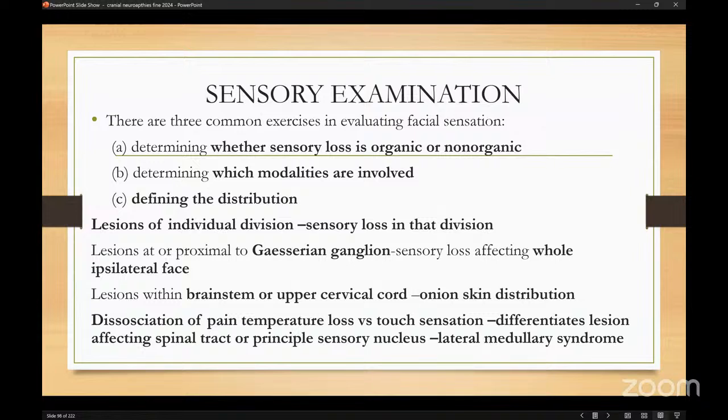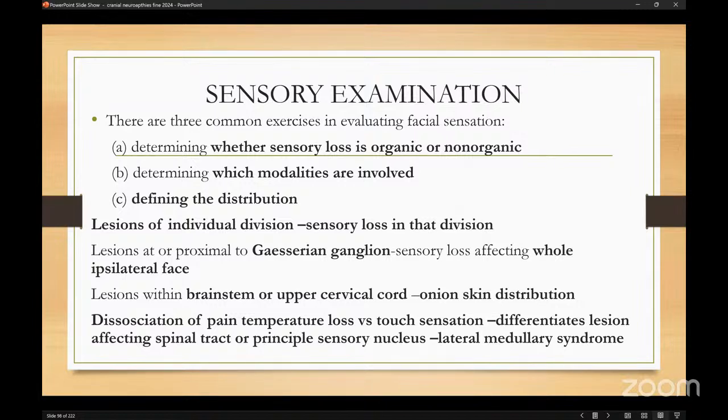So there are three main things to be evaluated in the sensory examination. Whether sensory loss is real sensory loss or not, then which modalities are affected, and which distribution. Okay, so if there is V1, you should remember the V1 distribution. V2, you should remember the V2 distribution. Somebody who says that there is a complete facial sensation loss on one side, where could be the localization?